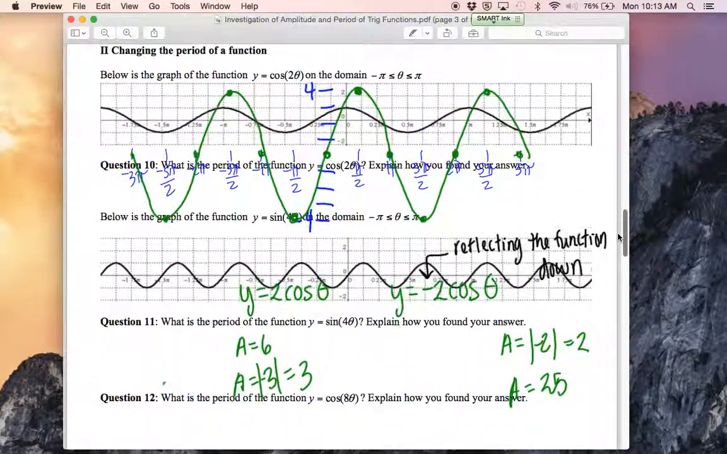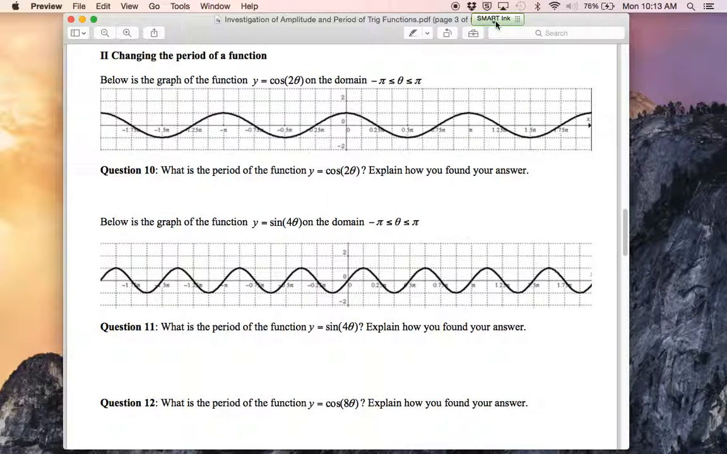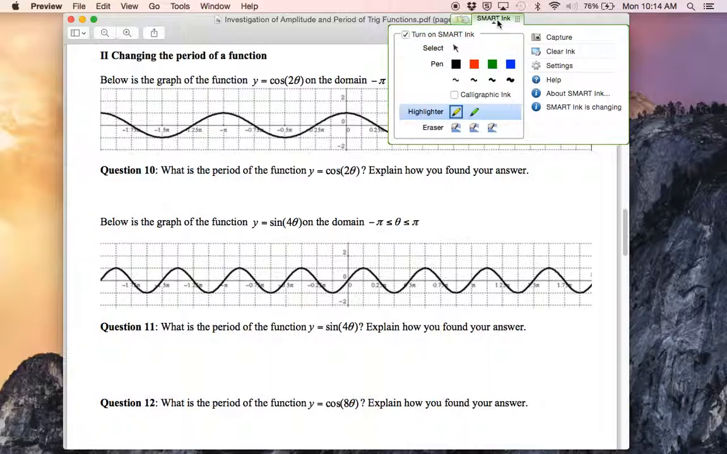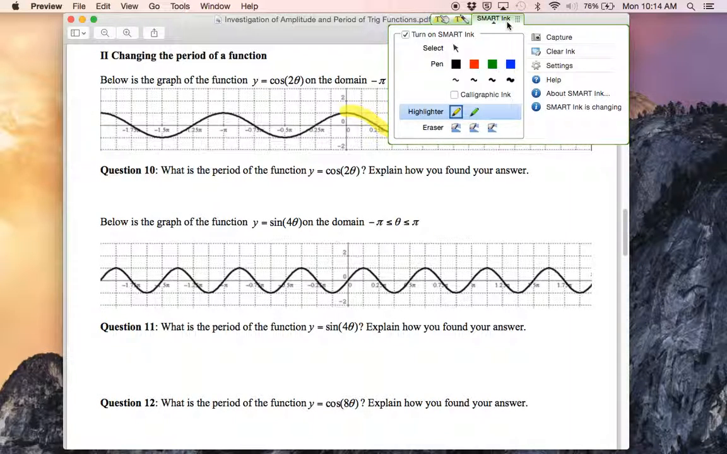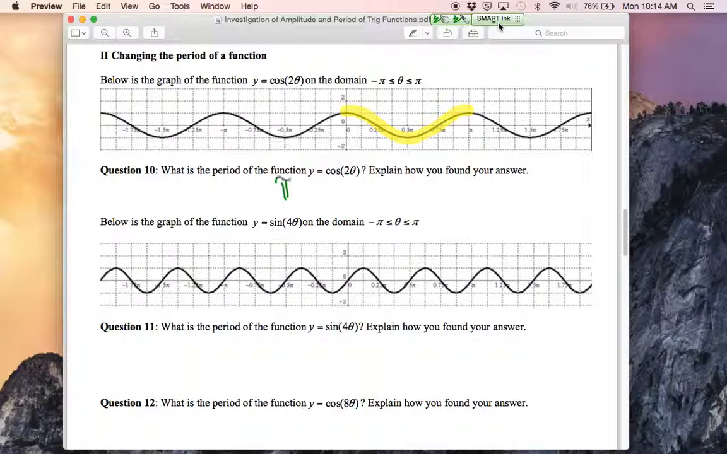Moving on. All right, changing the period of a function. So we just changed the amplitude, which is how high and how low the graph goes, and now we're going to change the period. Remember, the period is the distance it takes to complete one full cycle. So what's the period of the function y equals 2 cosine 2 theta? So here's the start, goes to 0, down, back up to the top. Well, pi. And I know that because it took pi radians to complete one cycle.